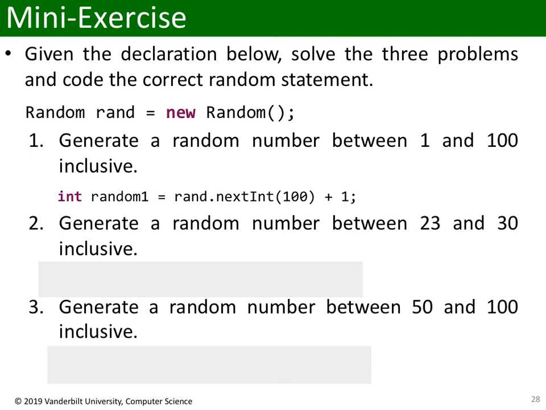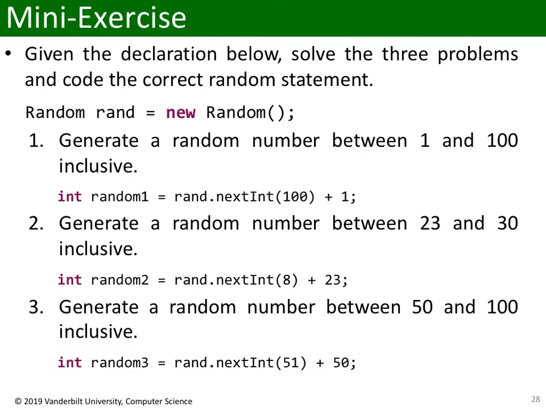In the next situation, we want to generate a number between 23 and 30. So following the formula, 30 minus 23 plus 1 is going to be 8. So we will do ran.nextInt of 8 plus the min, 23. Finally, we want a number between 50 and 100. So we would do 100 minus 50 plus 1, which is 51. In which case, we have ran.nextInt of 51 plus the min, which is 50.